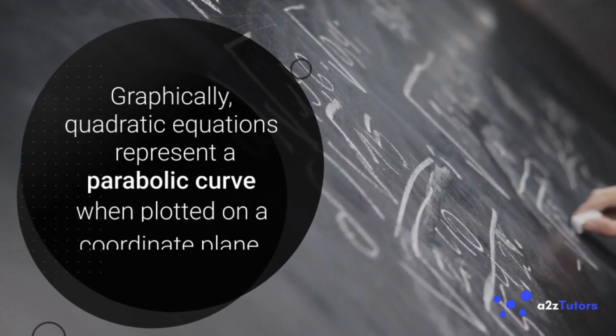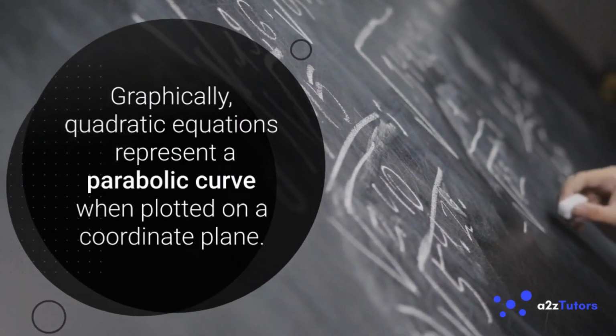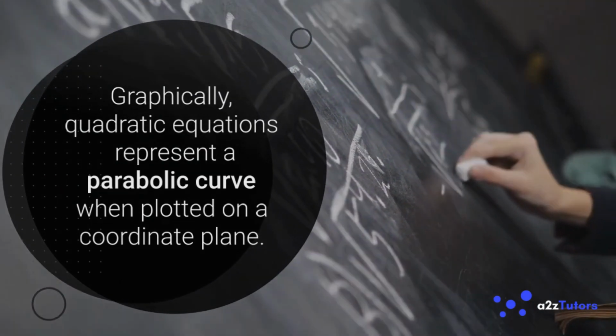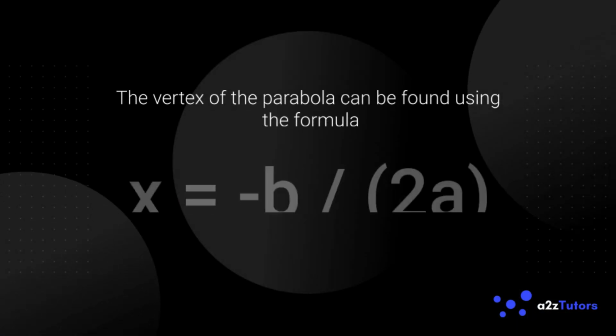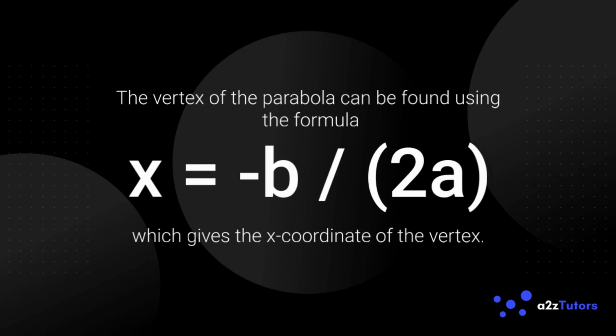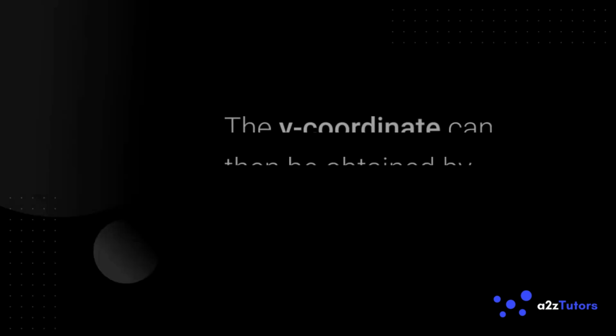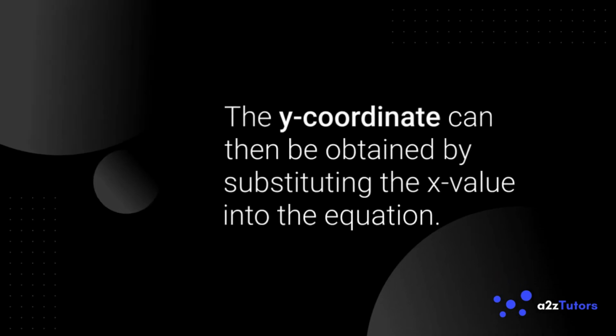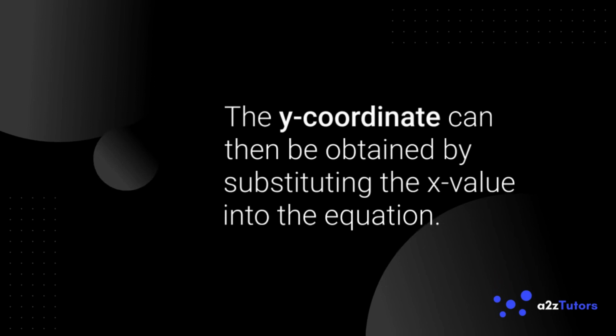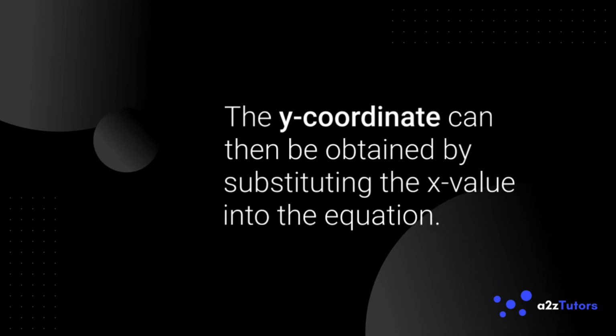Graphically, quadratic equations represent a parabolic curve when plotted on a coordinate plane. The vertex of the parabola can be found using the formula x equals negative b divided by 2a, which gives the x-coordinate of the vertex. The y-coordinate can then be obtained by substituting the x value into the equation.